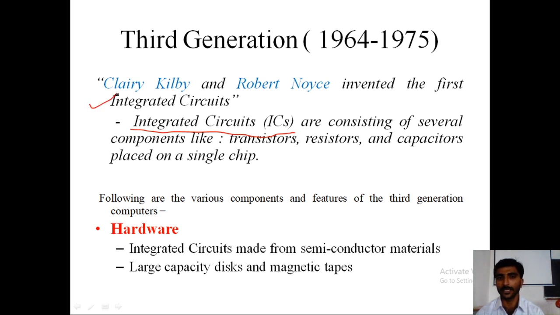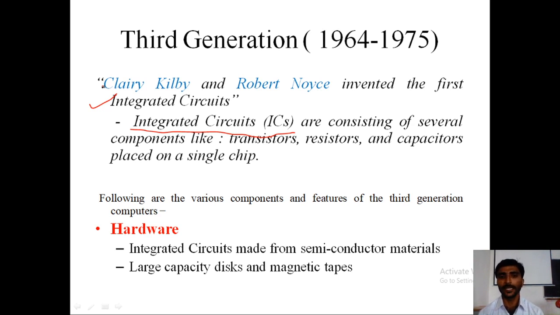I'll tell you what is meant by integrated circuits. Who is the developer of the integrated circuit? They may ask in the exam what integrated circuits are and who invented them. Jack Kilby and Robert Noyce invented the first integrated circuits.